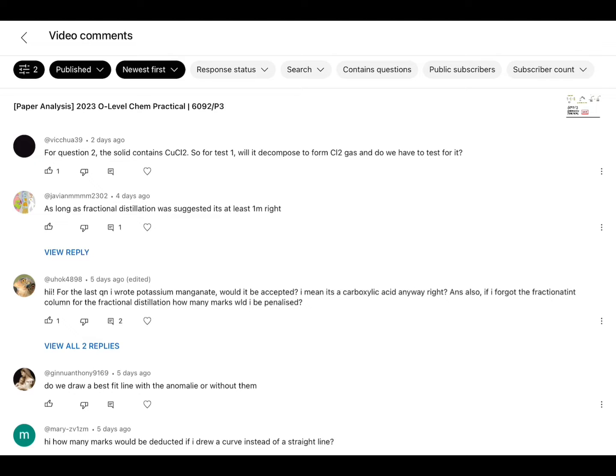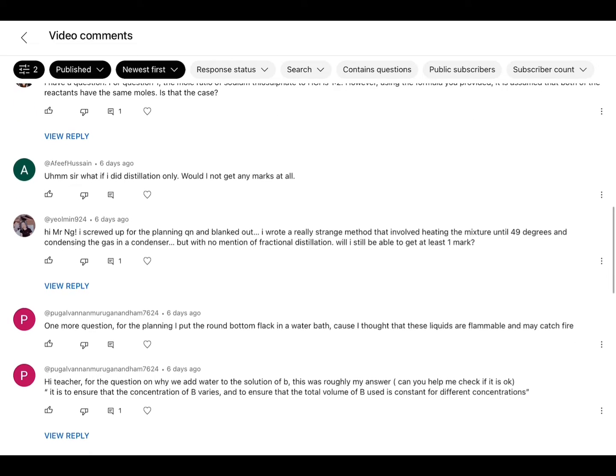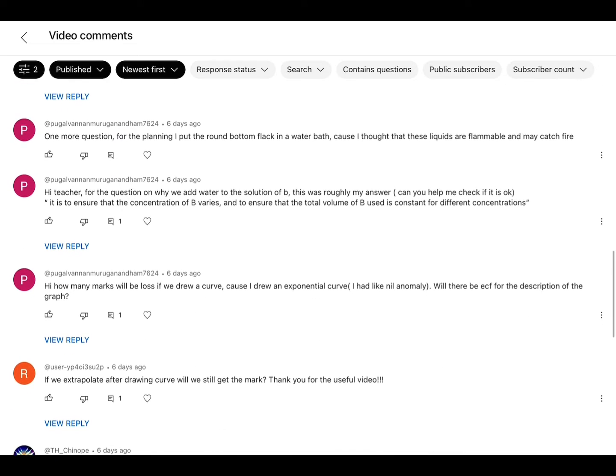Another comment would be whether you will be able to use a conical flask instead of a round bottom flask? The answer is yes. I think the container of the mixture is not important, so you may also use a conical flask. However, there was one comment which I thought was very, very good, which is this.